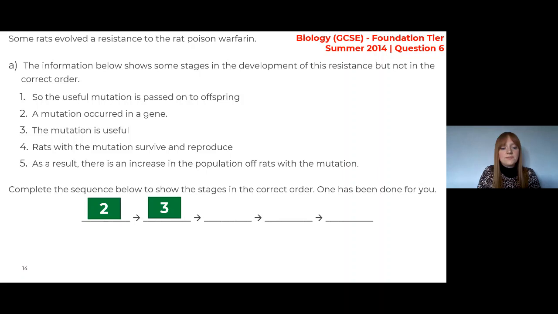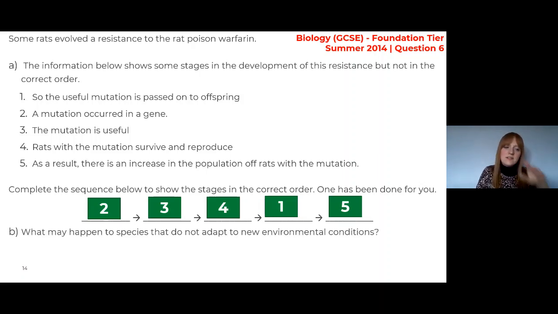The mutation is useful. So in this example, these rats are becoming resistant to warfarin, meaning that they are not going to be poisoned by this warfarin drug. So once the mutation is useful, then what's going to happen? Rats with the mutation survive and reproduce. So if you said 4 next, you were right. Then what's next? Number 1, because they survive and reproduce, they pass on the useful mutation to the next generation. And then as a result, there is an increase in the population of rats with the mutation. Okay, so it should be 2, 3, 4, 1, 5.